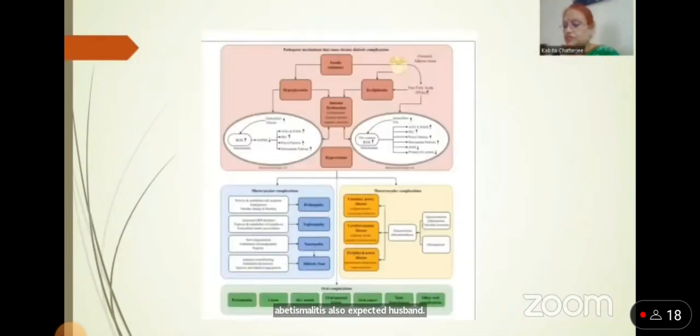The pathogenesis of these complications is complex and involves metabolic and hemodynamic disturbances, including hyperglycemia, insulin resistance, dyslipidemia, hypertension, and immune dysfunction. These disturbances initiate several damaging processes, such as increased reactive oxygen species, that is ROS, production, inflammation, and ischemia.